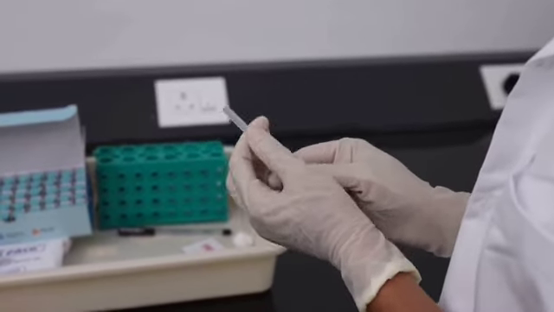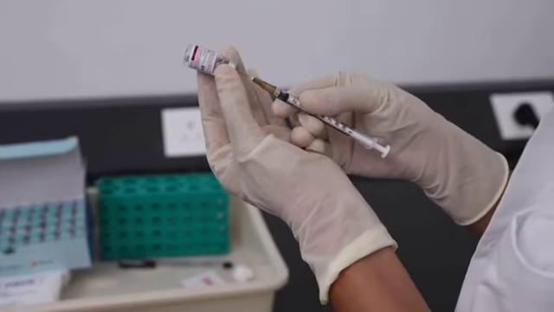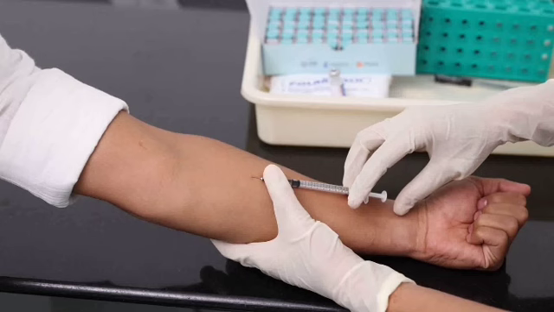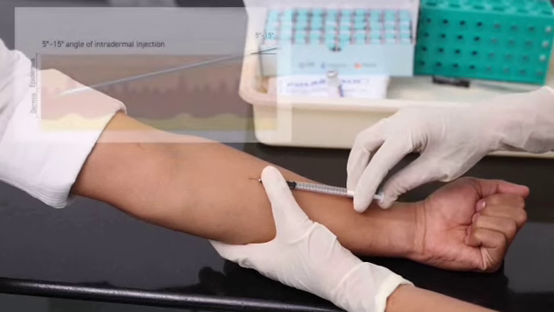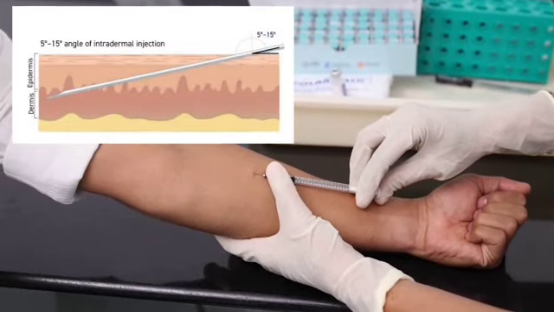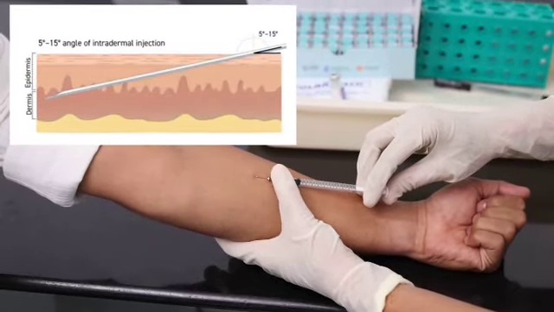The solution should be injected using a 26 gauge needle with a 1 ml syringe with the needle's bevel facing upwards. Hold syringe flange parallel to the forearm. Angle of needle to the skin surface should be between 5 to 15 degree during injection.